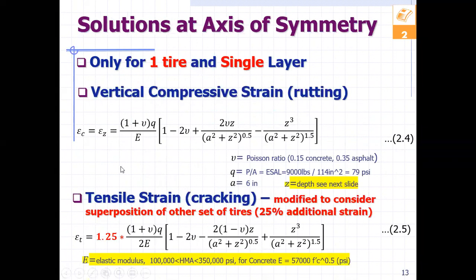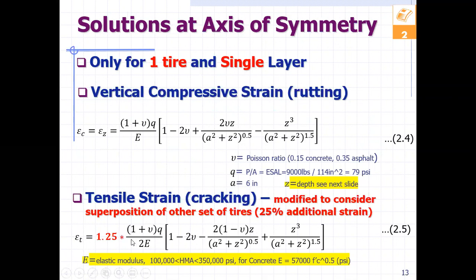Now, the ET, the tensile strain, can be estimated roughly with this equation you see down here. In this equation, we have nu, which is the Poisson ratio. For an asphalt cement pavement it is something like 0.35. For a concrete pavement it is like 0.15. We have E again, the elastic modulus. And we have Z, which is the depth at which the tensile strain is happening, okay?